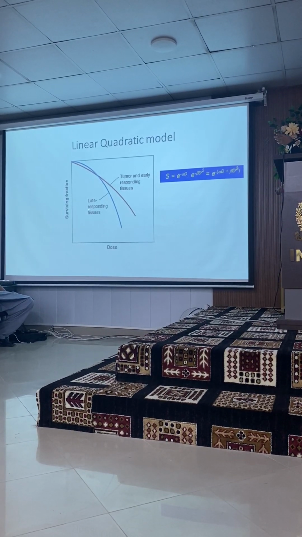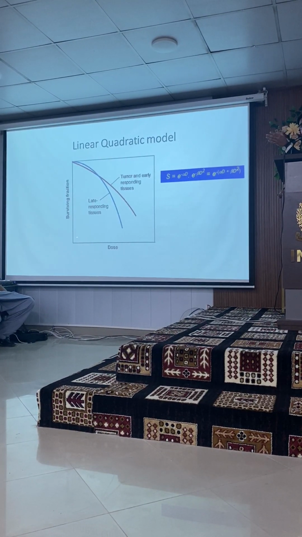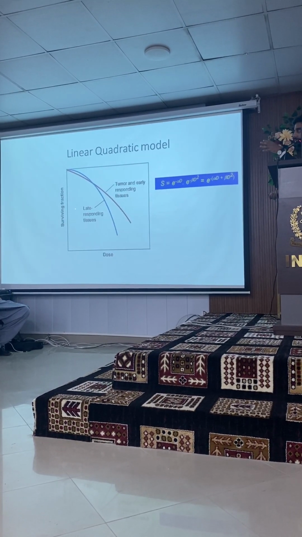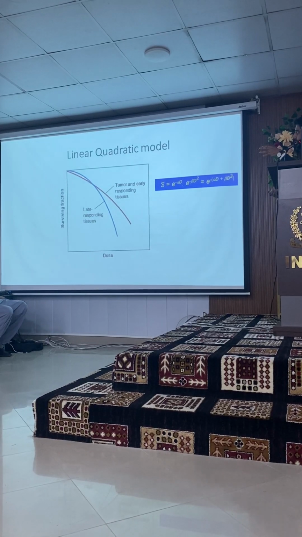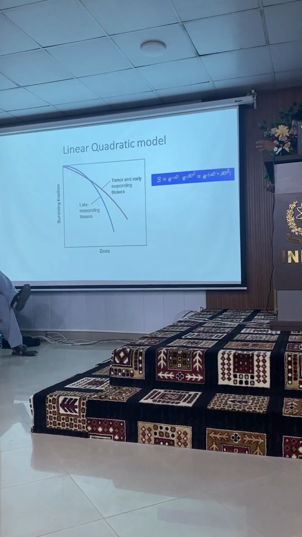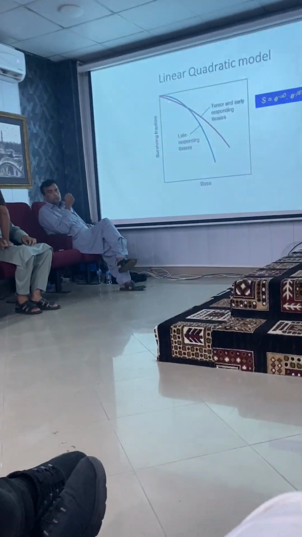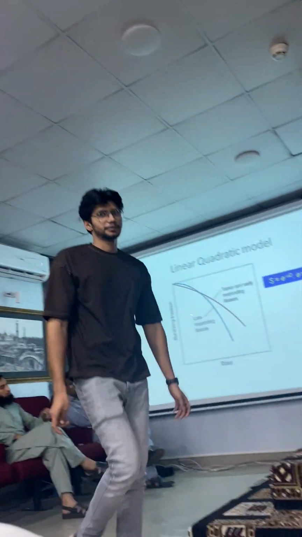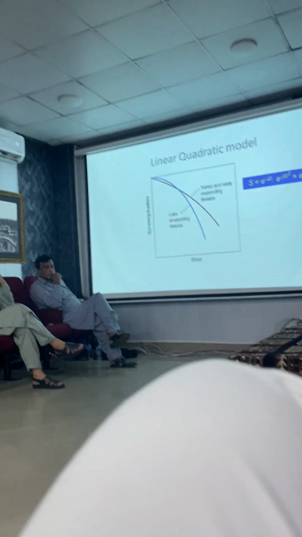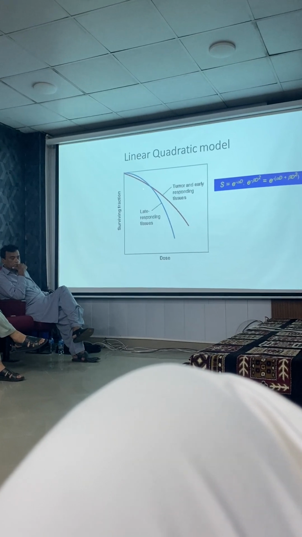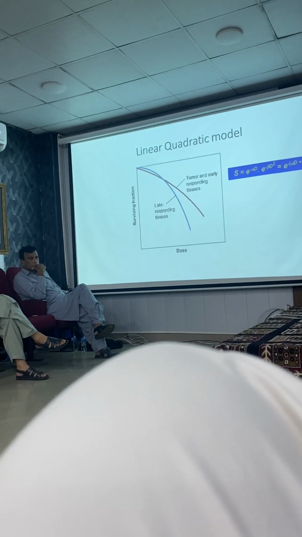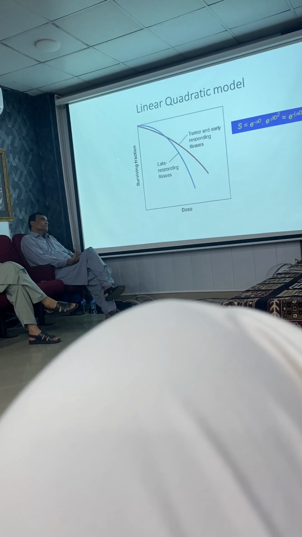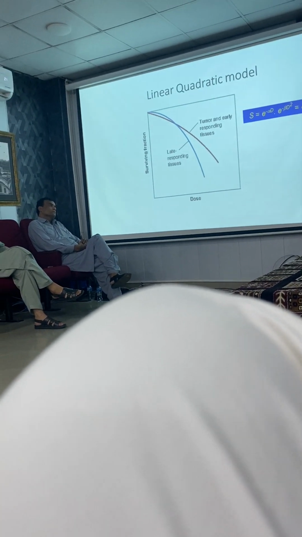But the problem is that late responding tissues have an alpha beta of 3 gray. So they will not be able to tolerate this dose. So if you are looking here, this is the point, there is a window. And at this point, we can see that due to what I said about the late responding tissues, they have a better way of repairing themselves. So at a lower dose, they're able to repair in a better way than early responding tissues. So there is a window of opportunity. And this window of opportunity is being used with the conventional radiation.